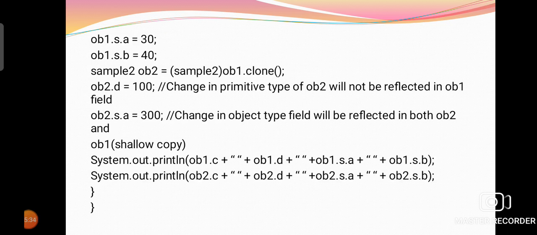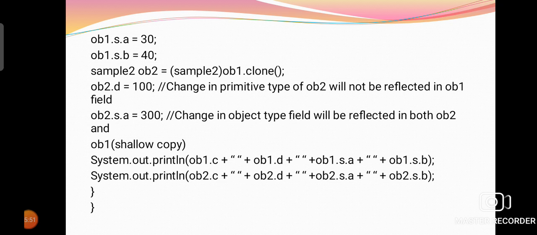And under the main class, we are creating the object for the Sample2 class, ob1. Then we are giving the values to the members C and D with the object ob1 that was under the class Sample2. Then we are referring the members A and B from the hierarchy of two objects, S and above that ob1. So we are redefining the value of A and B like ob1.s.a equal to 30, ob1.s.b equal to 40.